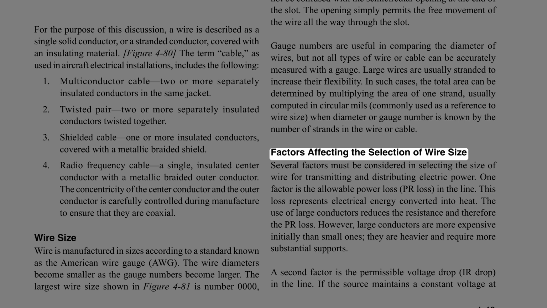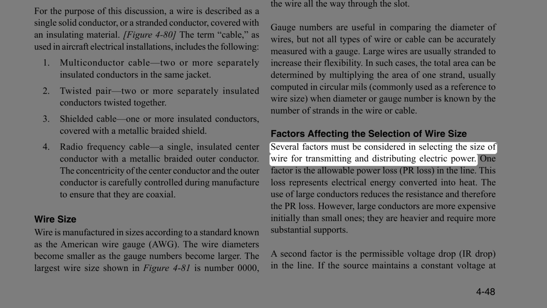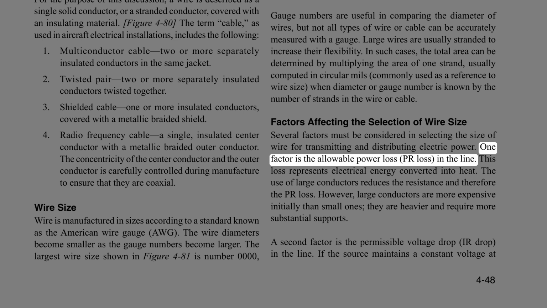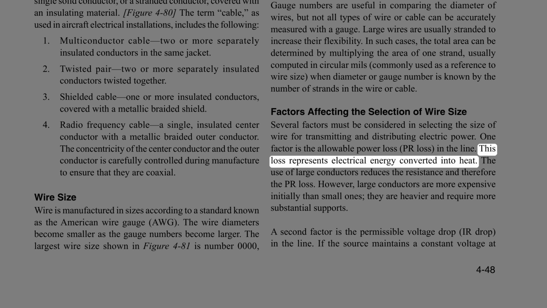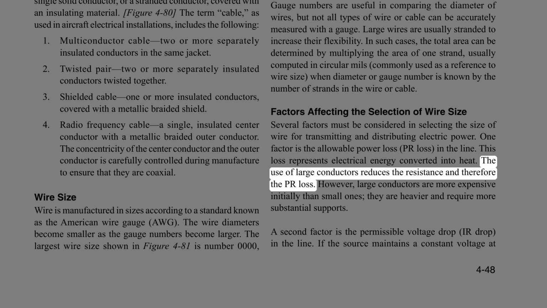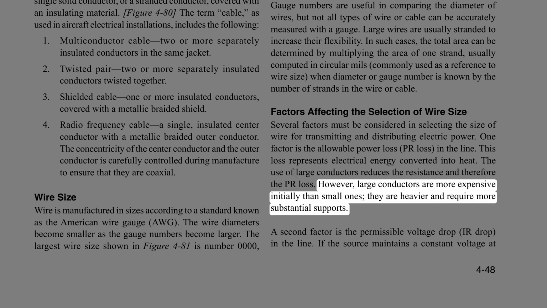Factors affecting the selection of wire size. Several factors must be considered in selecting the size of wire for transmitting and distributing electric power. One factor is the allowable power loss, I²R loss, in the line. This loss represents electrical energy converted into heat. The use of large conductors reduces the resistance and therefore the I²R loss. However, large conductors are more expensive initially than small ones. They are heavier and require more substantial supports.